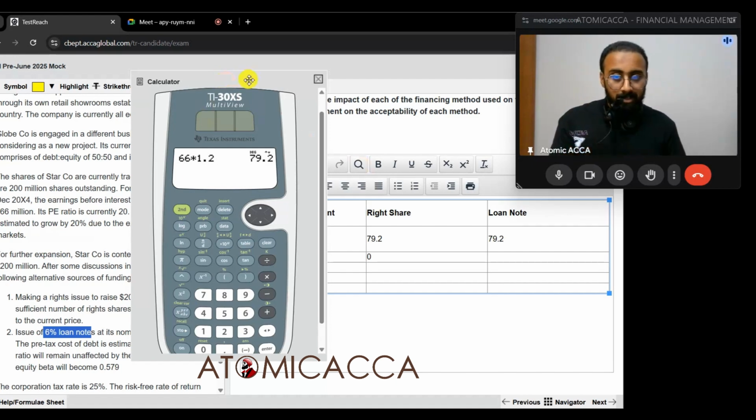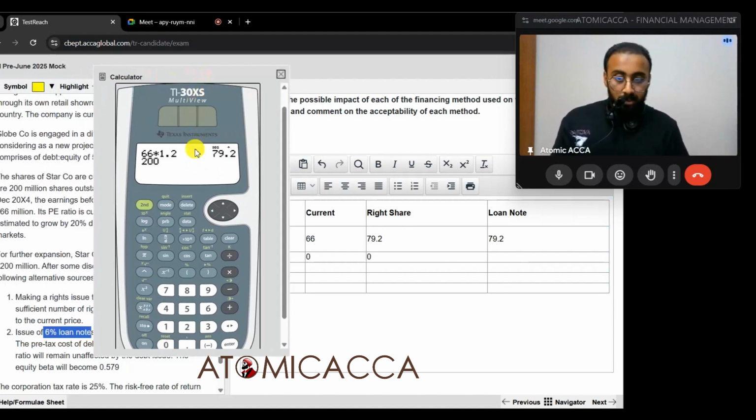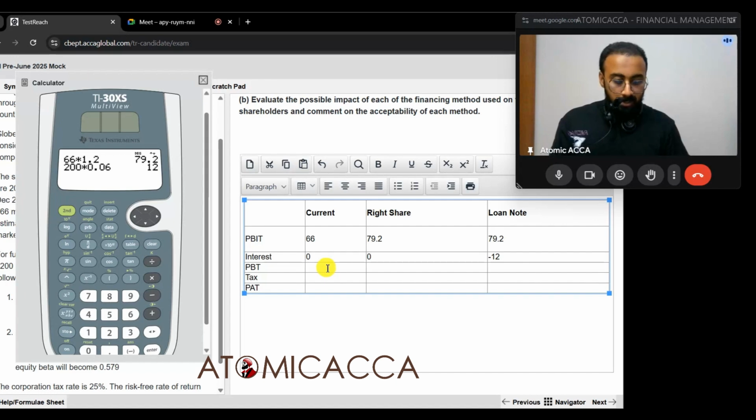Why? Because you can see from the SOPL, interest comes up here, and after that we are going to pay tax on that. That means that figure will change. The total figure will come up later. So we take the pre-tax figure, that's 6% itself, and the remainder will get impacted. So we have 200 million multiplied by 0.06, that is equal to minus 12. That is the interest we are paying. So what will be the profit before tax? Here it will be 66, here it will be 79.2, and here it will be how much?